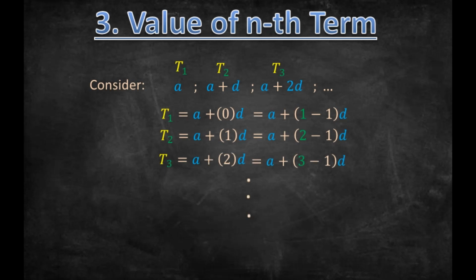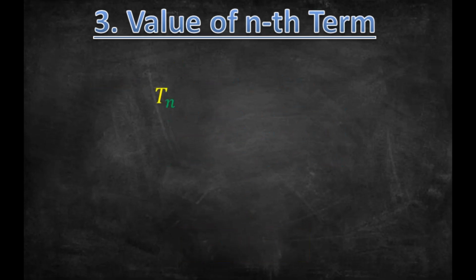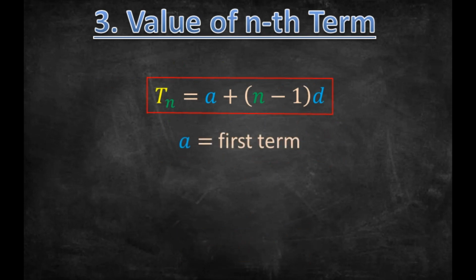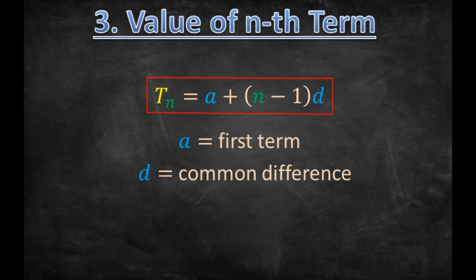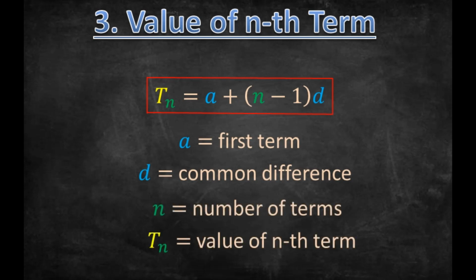Continuing with this pattern, we see that Tn, the nth term, is equal to a plus (n minus 1)d. So in the formula T sub n equals a plus (n minus 1)d, a is the first term, d is the common difference, n is the number of terms, and T sub n is the value of the nth term.